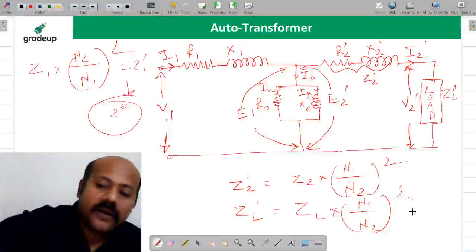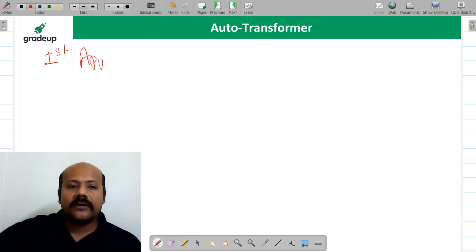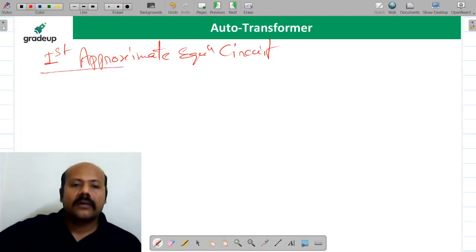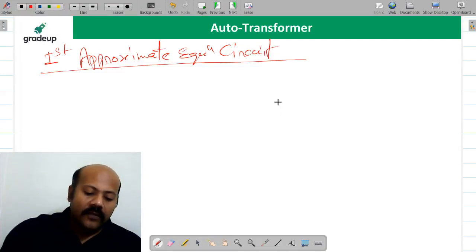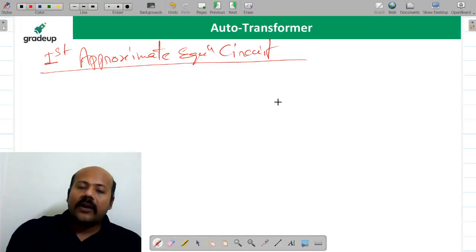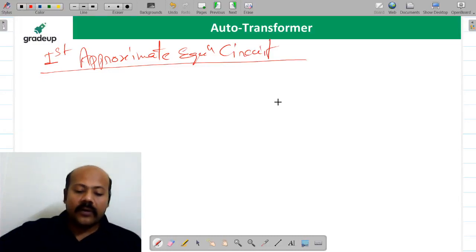Okay. Now see, we are having some approximate equivalent circuit. The first approximate equivalent circuit. Okay, Bhanu Pratap is comfortable. What about other candidates? All of you, don't forget to respond. If you don't respond, how am I going to know whether you are getting my point or not? It is very important that you keep on responding. Let us make it more interactive.